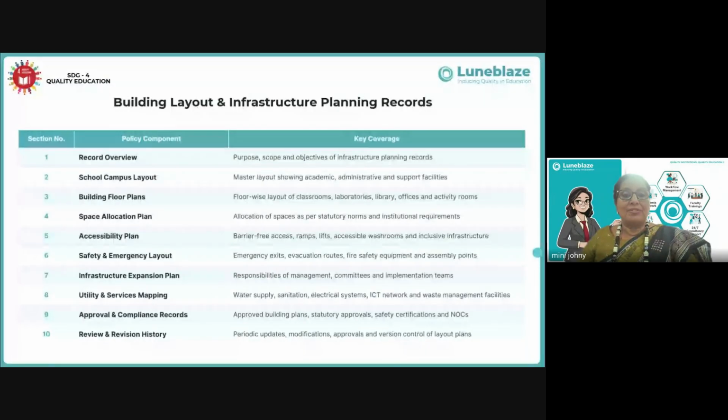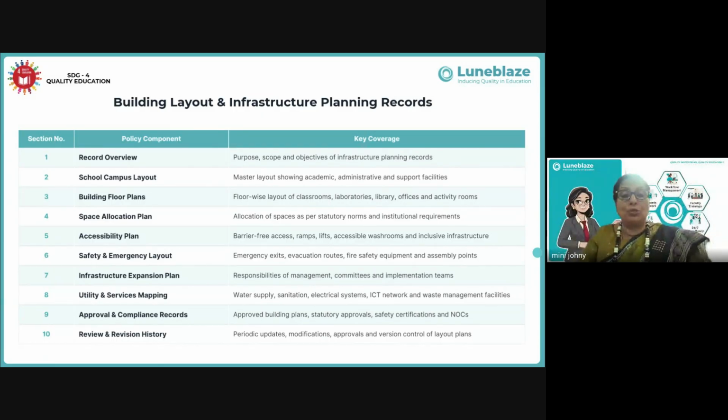Building layout. I was telling you there should be a building layout and infrastructure planning records. Now we are going to see policy documents and key coverage. Record overview: everything will have a purpose, a scope, and objectives of infrastructure planning records. Campus layout: master layout showing academic, administrative, and supportive facilities. Building floor plans: each floor's classrooms, laboratories, library, office, and activity room should have a floor plan. Space allocation: spaces as per the statutory norms and institutional requirements.